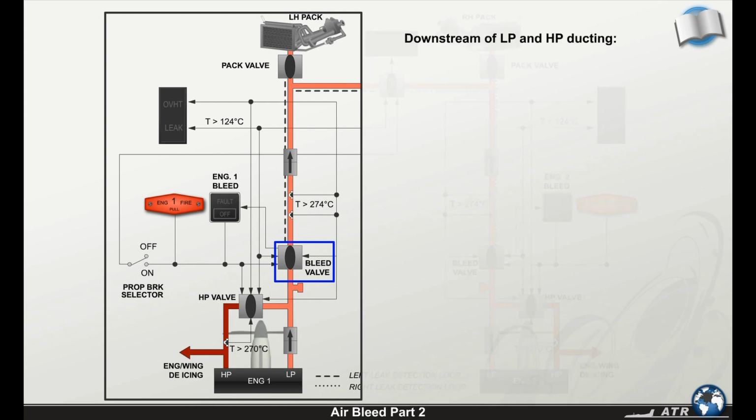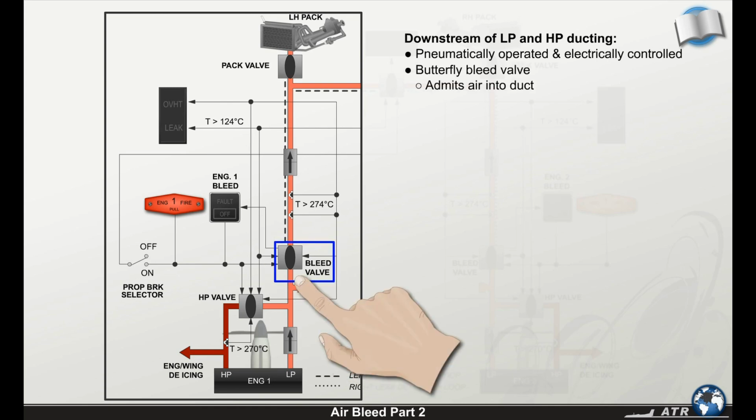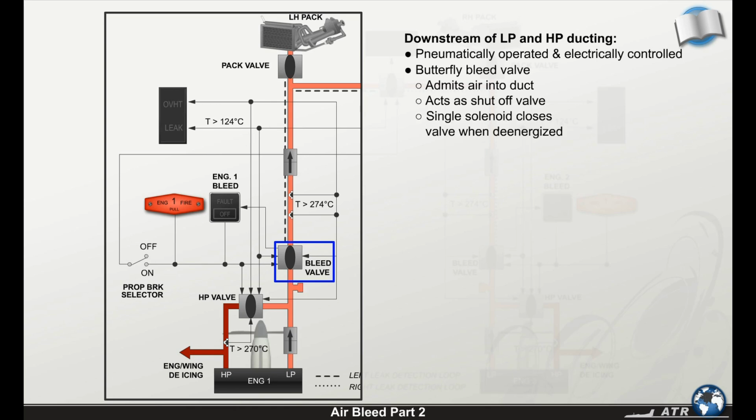Downstream of the junction of the low pressure and high pressure ducting, a pneumatically operated, electrically controlled butterfly bleed valve admits air into the duct. This valve acts as a shutoff valve. It has a single solenoid that closes the valve when de-energized.